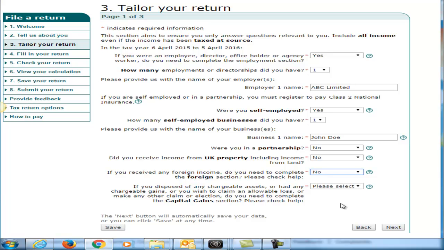Did you dispose of any chargeable assets? So in other words, if you had shares that were not in an ISA and you disposed of them, then potentially you will have a capital gain. A lot of the time this happens if you have a rental property and then you sell that property. So we now move on to the next page.